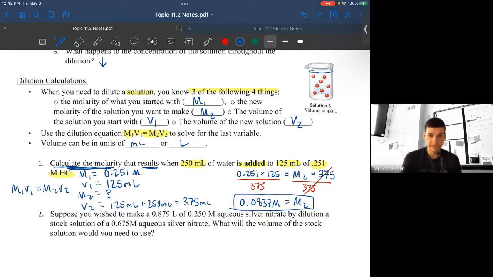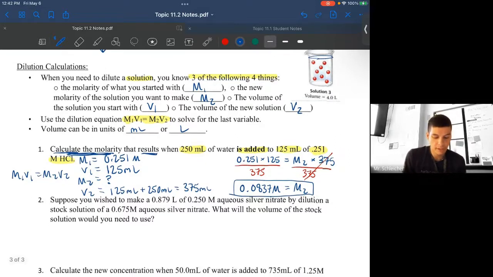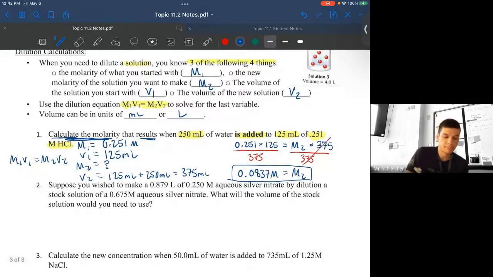All right, second question here. Let's solve this. Suppose you wish to make a 0.879 liter solution of 0.250 molar aqueous silver nitrate by diluting a stock solution of 0.675 molar aqueous silver nitrate. What will the volume of that stock solution be that you would need to use? I think there's some typos in this question. I was getting confused reading that.